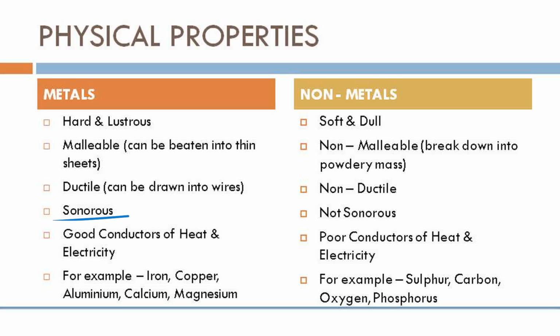Metals are good conductors of heat and electricity. On the other hand, nonmetals do not conduct heat and electricity. The examples of metals include iron, copper, aluminium, calcium and magnesium, etc. Nonmetals include examples such as sulfur, carbon, oxygen, phosphorus, etc.